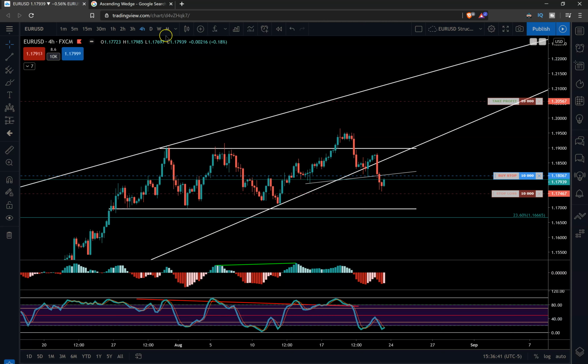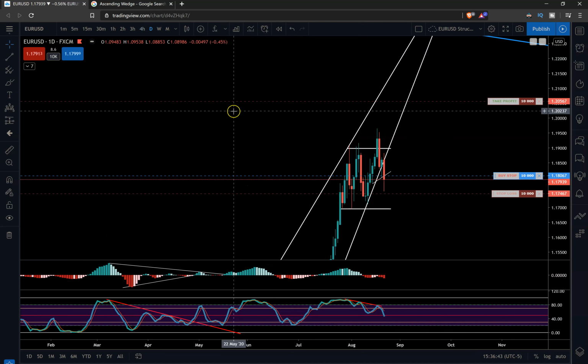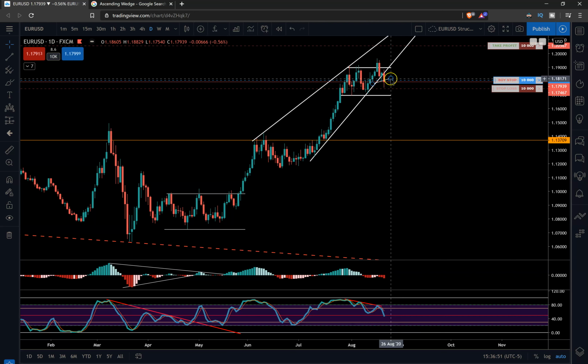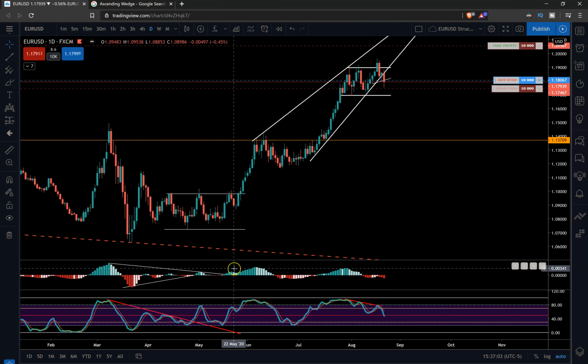Let's look on the daily. Let's see what's going on on the daily. So on the daily, we do have a bearish engulfing candlestick. We still have negative momentum, which does not prove the trade I just put in.